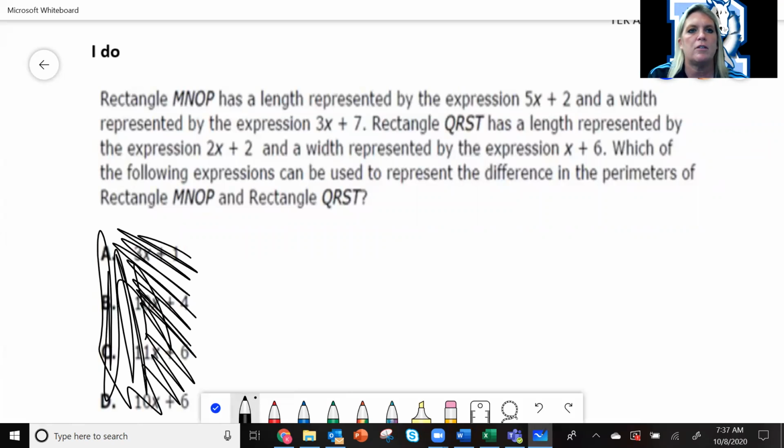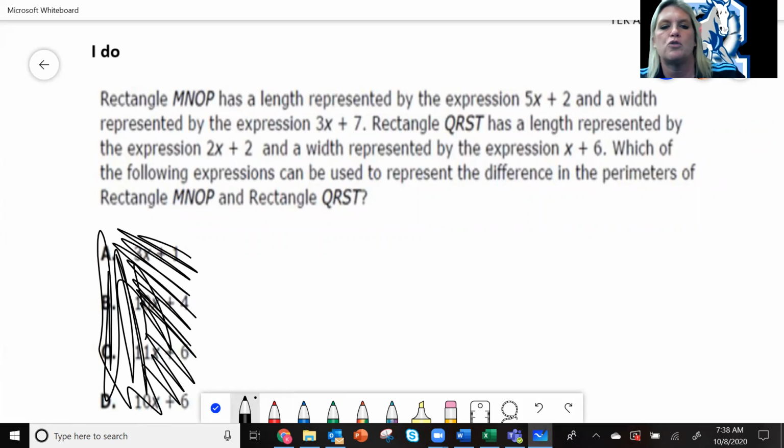So it says rectangular MNOP has a length represented by the expression 5x plus 2 and a width represented by the expression 3x plus 7. Rectangular QRST has a length represented by the expression 2x plus 2 and a width represented by the expression x plus 6. Okay, it says which of the following expressions can be used to represent the difference in the perimeters?